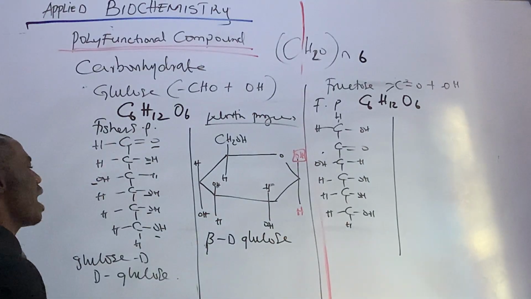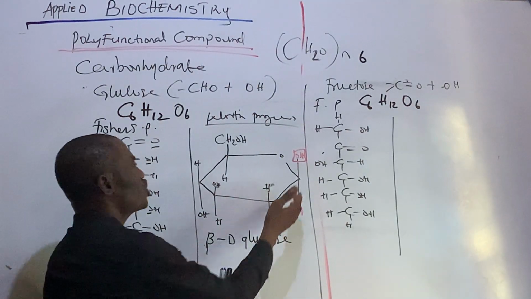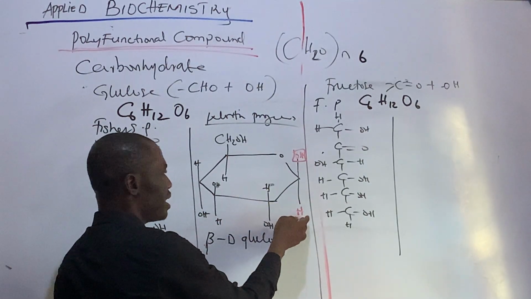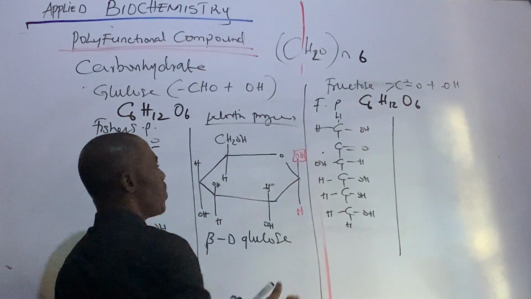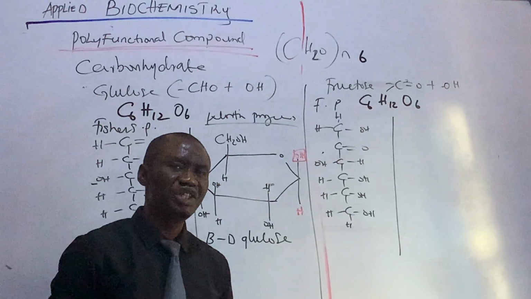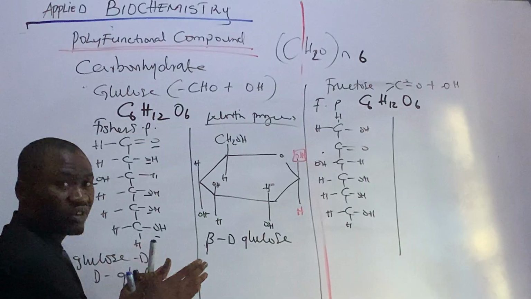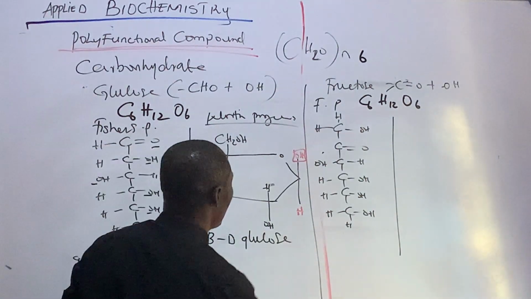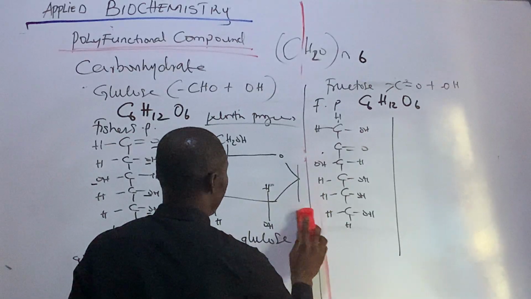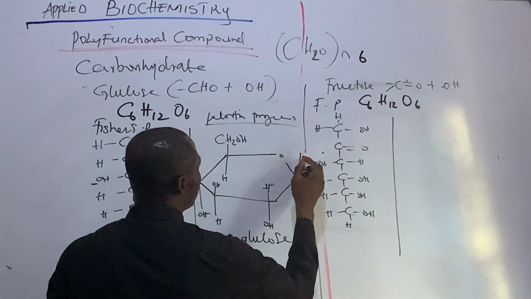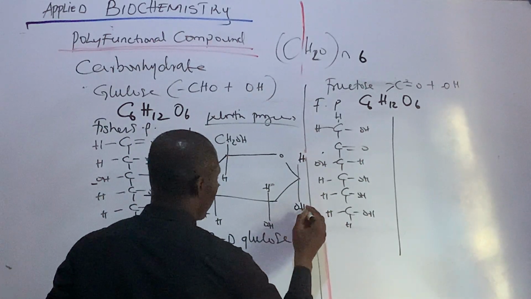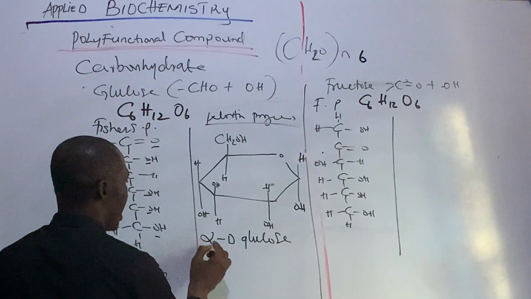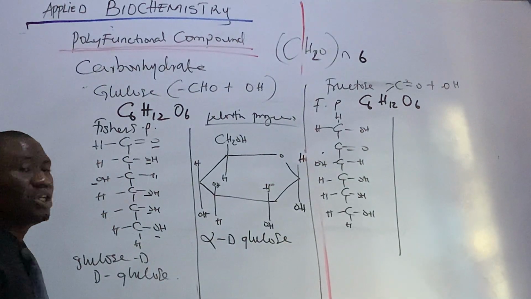Now, this is known as beta D glucose. If I remove the OH and place it here and get the H up, it will become alpha D glucose. Now, I believe you have written this. Let me change this to an alpha D glucose. I'm going to remove this here and remove this here, and I'll put an H here, and I'll put an OH here. This will become an alpha D glucose.